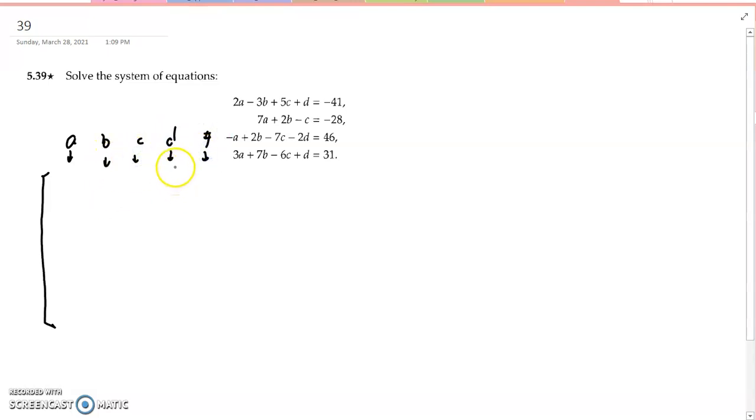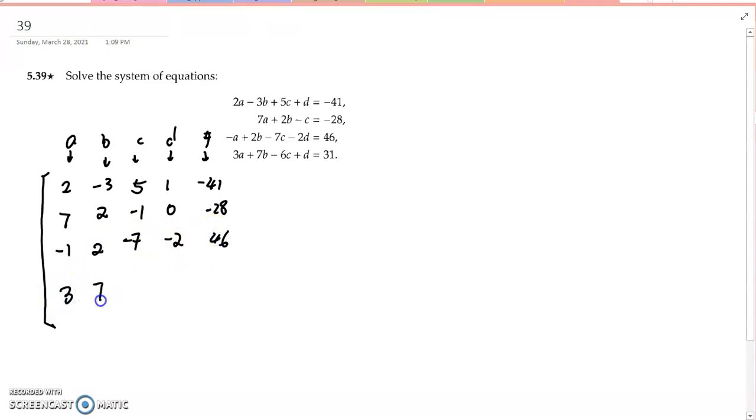Let's do it now. Let's copy it. So we have the 2 and the -3 and the 5 and the 1 and -41. This is the first equation. We have the 7 and 2 and -1 and 0 and -28. This is the second equation. We have the -1 and the 2 and the -7 and the -2 and the 46, third equation. And we have the 3 and the 7 and the -6 and the 1 and the 31. This is the fourth equation.